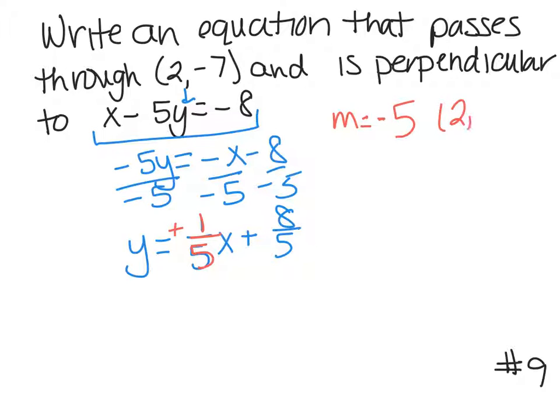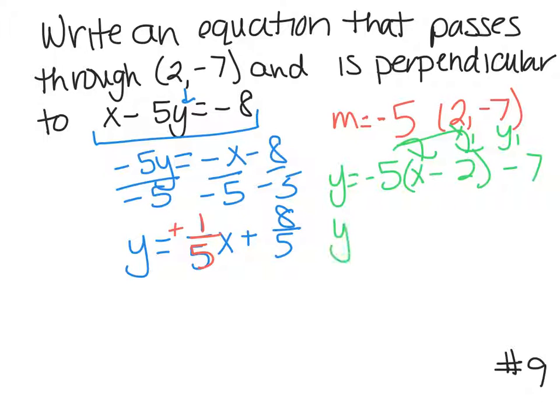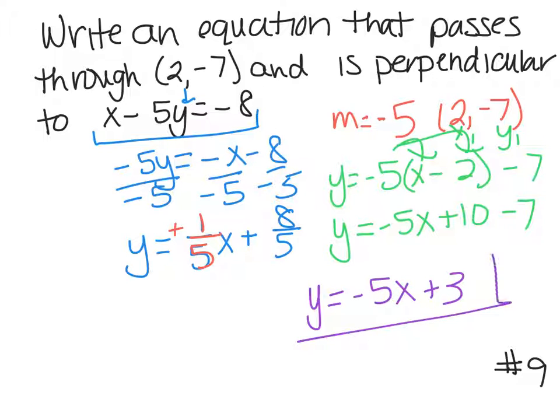So I also have this point (2, -7), so now I'm just using my point-slope form. y equals negative 5, x minus, here's x1, y1, x1 which is 2, y1 at the end. So I have y equals negative 5x plus 10 minus 7. Therefore, my final answer is y equals negative 5x plus 3.